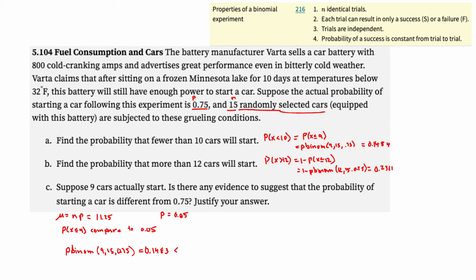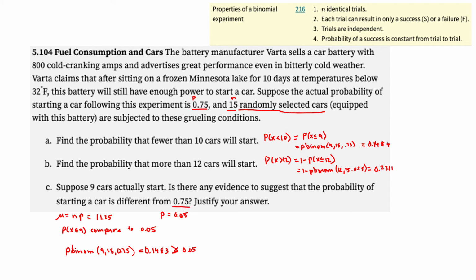And since this is greater than 0.05, there's nothing to suggest that our information is wrong. Okay, we wouldn't be suspicious about any of these values, this p-value.